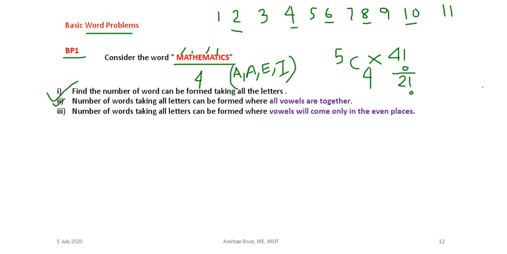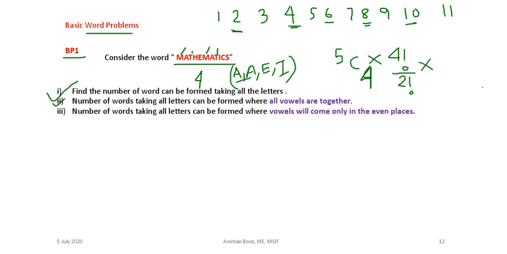Okay, so in 5 even places you can select 4 places in 5C4 ways. Now in these 4 places you are going to put these vowels. So you can select these 4 places in this way. Then after putting these 4 vowels, you can arrange these 4 vowels in all possible ways, and that can be done in 4 factorial by 2 factorial ways, because we have divided by 2 factorial as there are 2 A's there. What else?